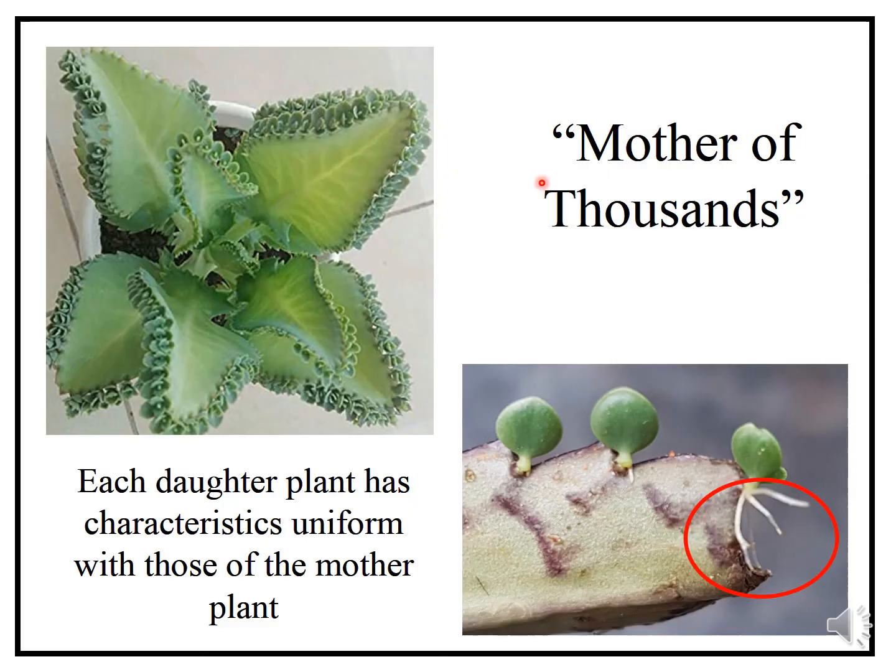This is another example of propagation. This is a plant which is called Mother of Thousands. It is a succulent which on the edge of the leaves form daughter plants. Yeah, and you can see here that is a daughter plant. It already has roots, it already has leaves. This was through the process of mitosis. So each of these daughter plants have got exactly the same characteristics as the mother plant. There was no fusion of male and female gametes. No seeds were formed.